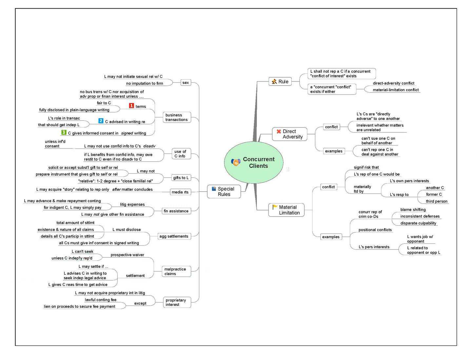And finally, a lawyer cannot acquire a proprietary interest in litigation, except that a lawyer can get a lawful contingent fee or get a lien on proceeds to secure her fee payment in the event that the client doesn't pay the bill.